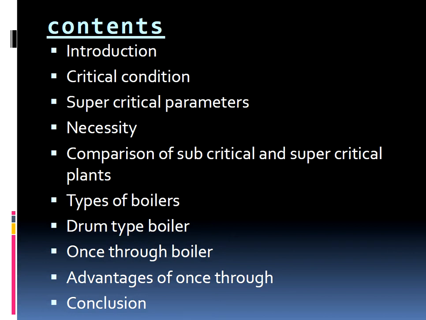So in this presentation we are going to see about supercritical boilers, or it is also called supercritical power plants. So this is how the presentation is scheduled. We have introduction, we'll see about critical condition, supercritical parameters, what is the necessity to have such boilers, comparison of the regular boiler which is subcritical and the supercritical boiler, types of boilers, drum type boiler, once through boiler, advantages of once through, and finally we'll conclude.